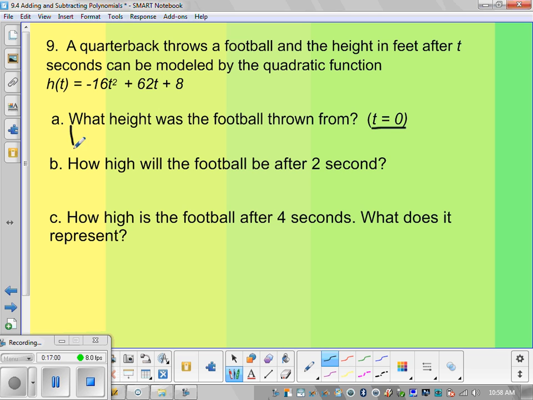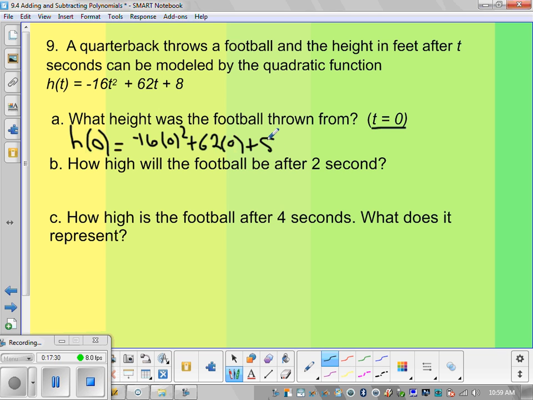Well, that means I'm going to sub in a 0 wherever I see the t. So that would look something like this. H of 0 equals negative 16 times 0 squared plus 62 times 0 plus 8. Well, we all know anything times 0 is 0.